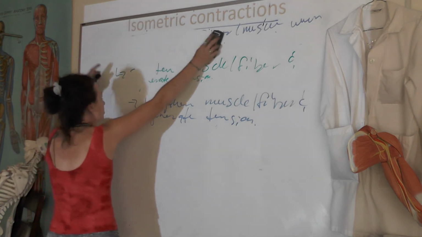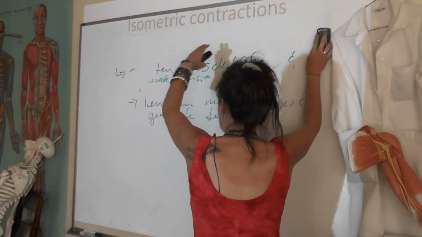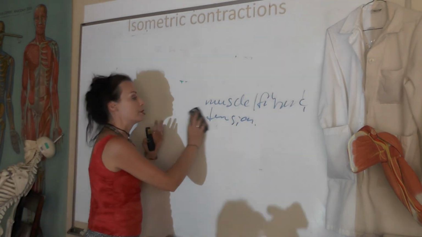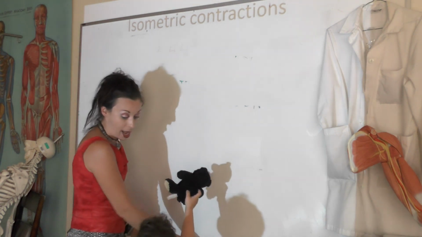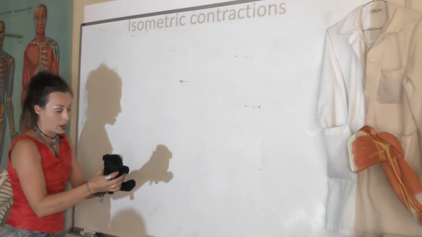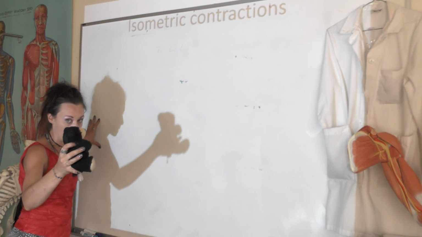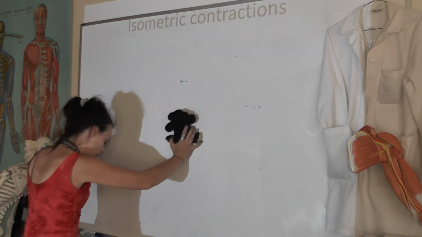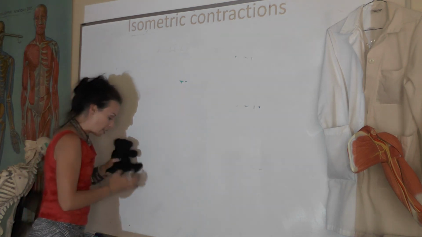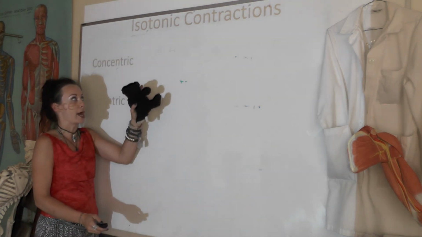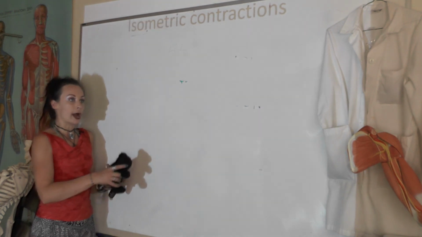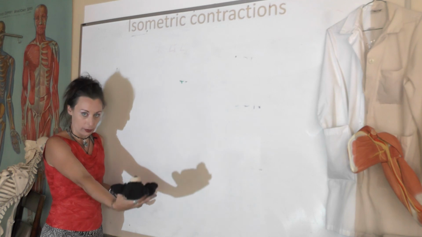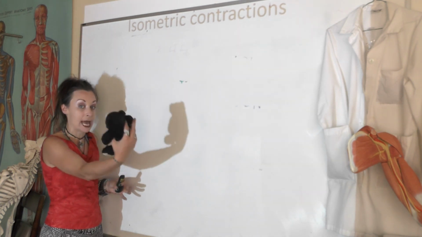Okay, isometric. Iso, same, metric, length. Isometric contractions are those contractions in which you're generating tension, but you are not changing the length of the muscle. And here to help us illustrate is Brown Bear. Let's step back. In an isotonic contraction, the work you're asking the muscle to do is not greater than the work that it can do. So it changes length and it moves that load.